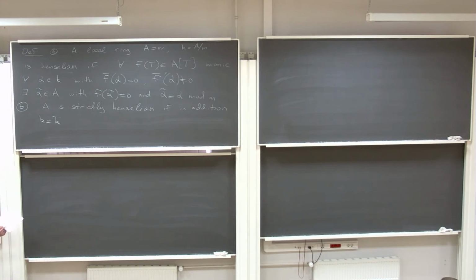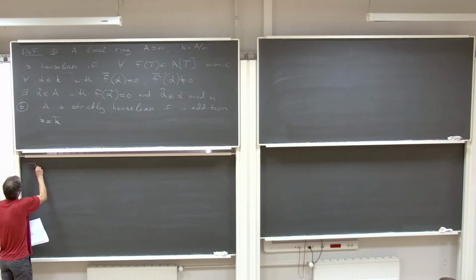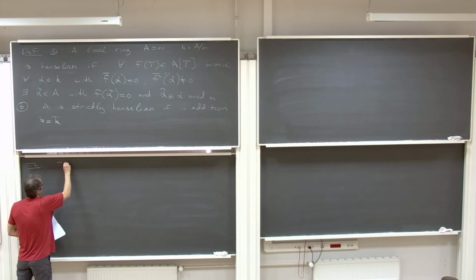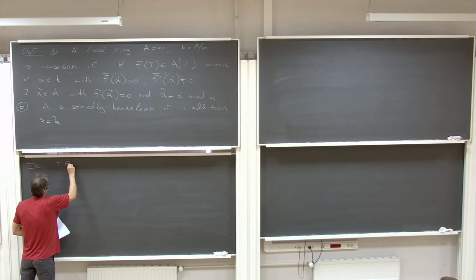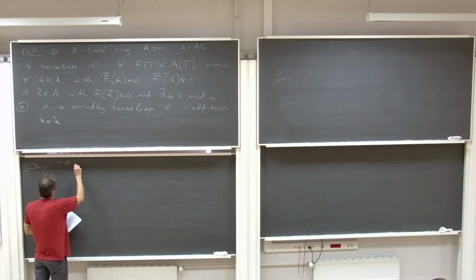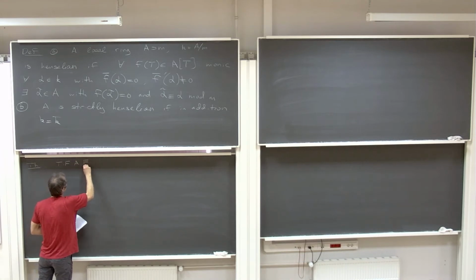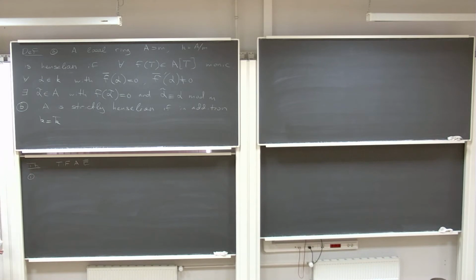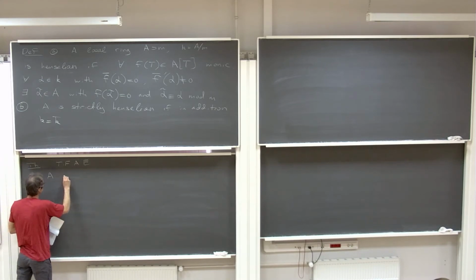So I will give 4 more characterizations of Henselian rings. So the following conditions are equivalent. A is going to be always a local ring. One is, A is Henselian.